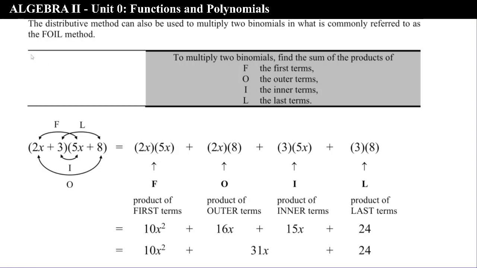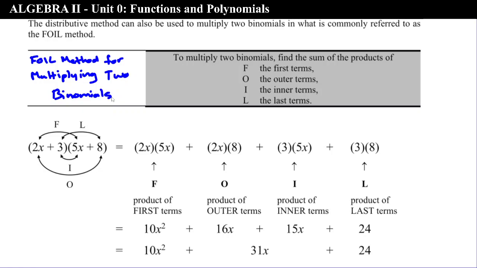Okay, so this is the FOIL method for multiplying two binomials. Okay, so here below is how it works.